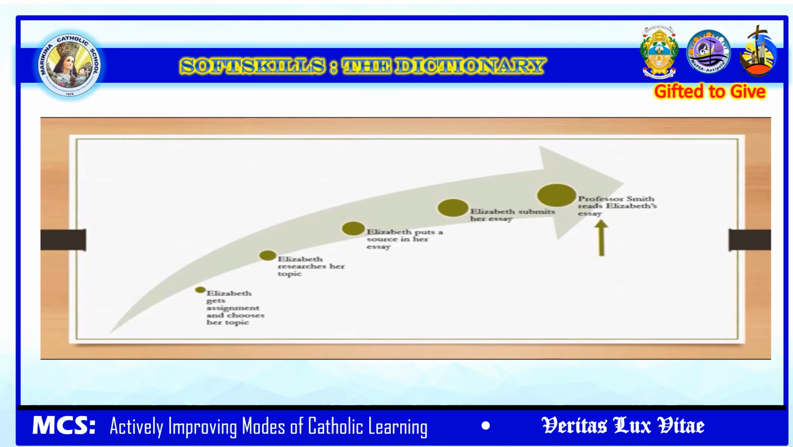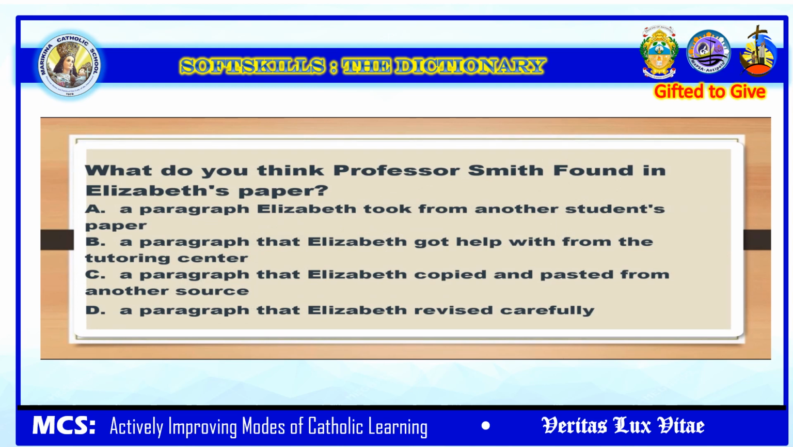What do you think Professor Smith found in Elizabeth's paper? A, a paragraph Elizabeth took from another student's paper. B, a paragraph Elizabeth got help with in the tutoring center. C, a paragraph that Elizabeth copied and pasted from another source. Or D, a paragraph that Elizabeth revised carefully.